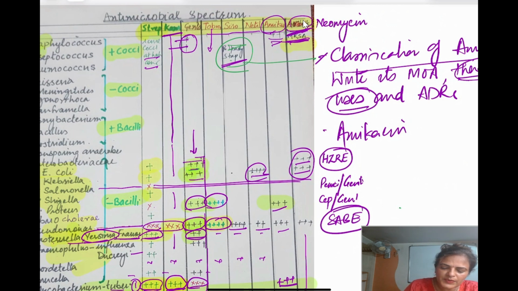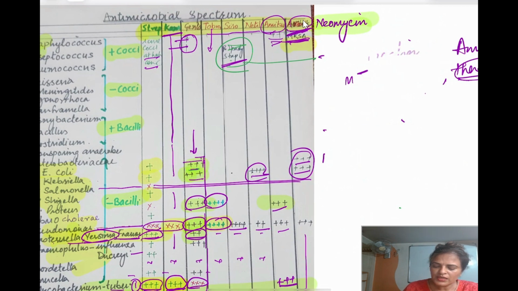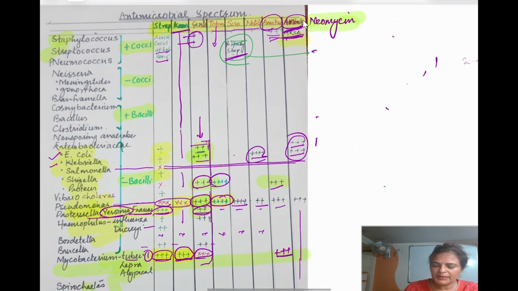Then the last one is neomycin, which we give by, कैसे देते हैं हम इसको, we give it for the gut because it is too toxic. If we are giving it by systemic route, it is too toxic to use this one systemically. Nephrotoxic, and so systemically we do not use it. It is mainly used topically. Topically जहाँ पे पेशेंट को अल्सर है, बर्न है, कोई इन्फेक्शन है, there we use it.